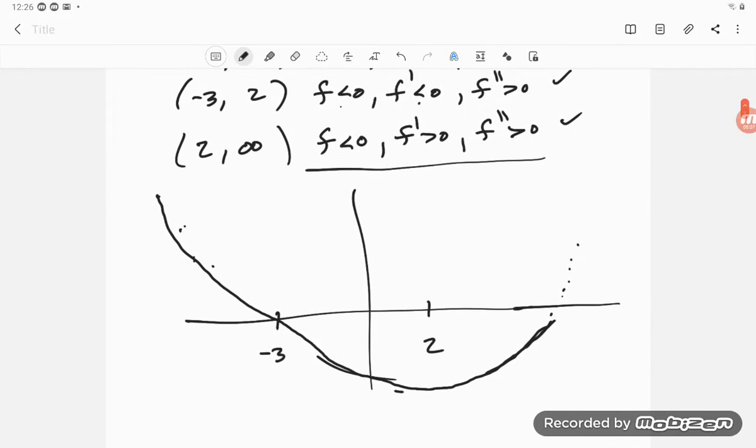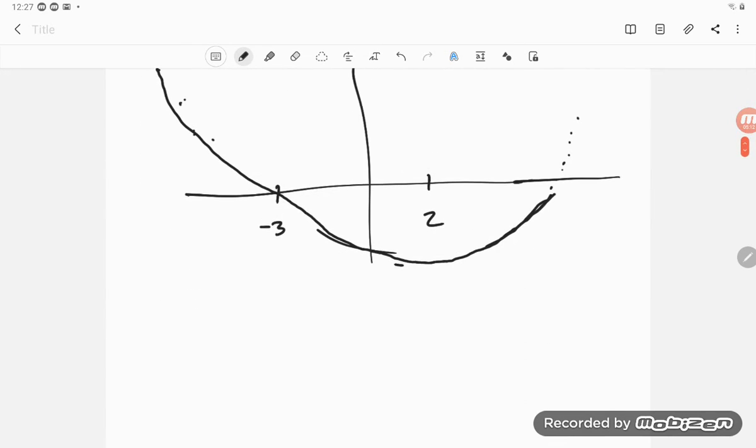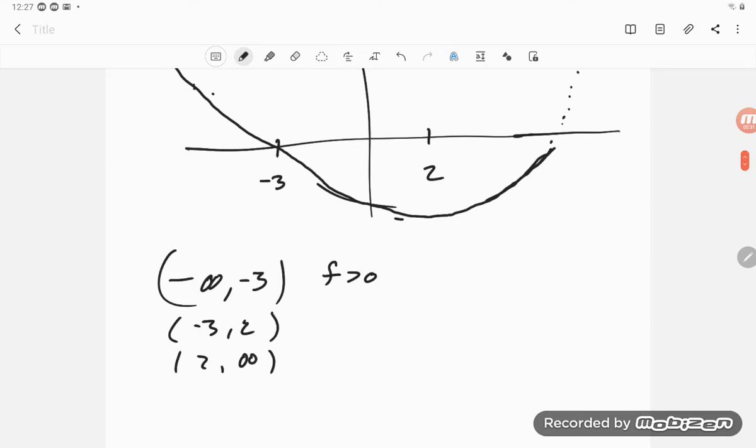again, what else could happen? Well, more likely, let's say I had those same two things again. So minus infinity to minus 3, minus 3 to 2, and then I'll go 2 to infinity. The first two will be exactly like they were before, so f is greater than 0, f prime was less than 0, f double prime was greater than 0, then f was less than 0, but f prime was still less than 0, and f double prime was greater than 0.